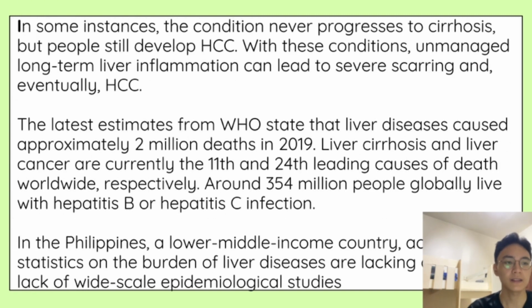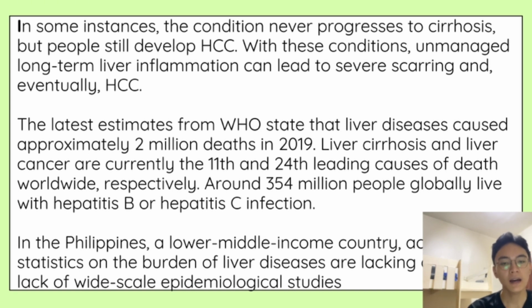In some instances, the individuals who usually get these illnesses are male, specifically those who are alcoholic and smoke a lot of cigarettes in their early stages of being an elder person. This condition never progresses to cirrhosis, but people still develop HCC with conditions such as unmanaged long-term liver inflammation, which can lead to severe scarring and eventually to this cancer.